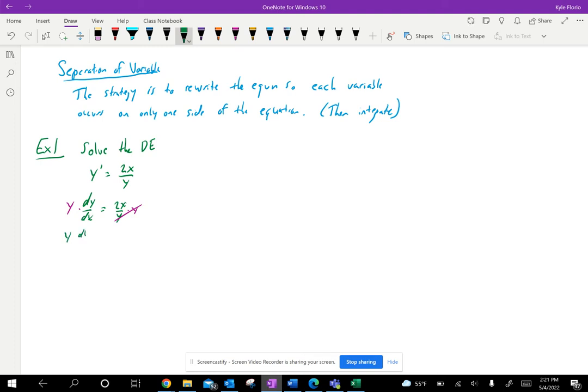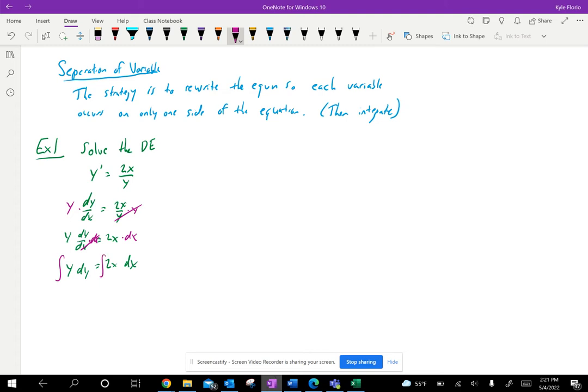So y times dy/dx equals 2x. And then I multiply both sides by dx to get all the x's together. So now I have y dy equals 2x dx. So with separation of variables, I got all my y's on one side, all my x's on the other side. And then the next thing is to integrate. So we're going to integrate both sides.